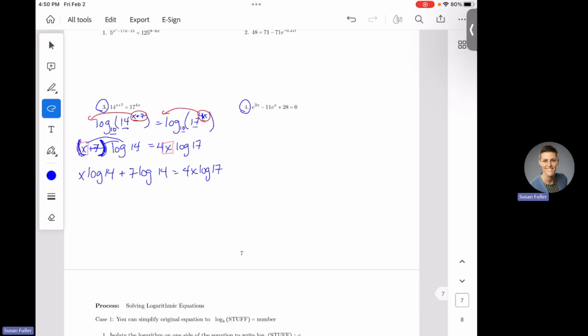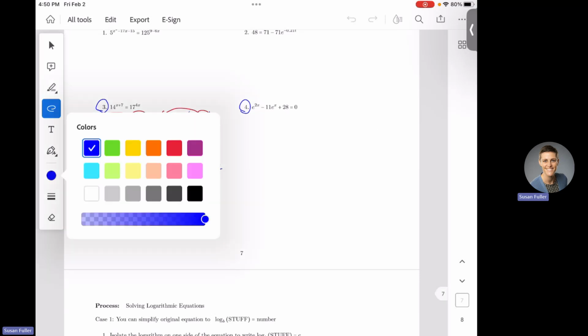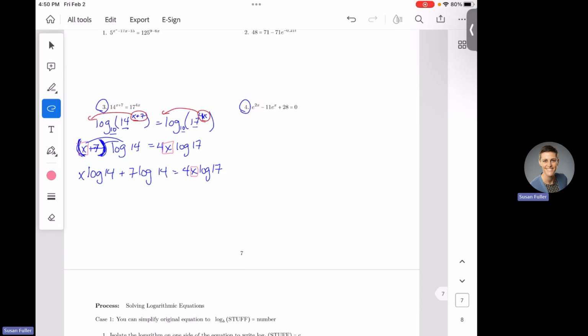I want to put anything with an x on one side, anything without an x on the other. I have an x here and I have an x here. I want to put those both on the same side, and anything without an x I want to keep on the other side. So I'm just going to move this x log 14. I'm going to subtract that from both sides to move it over. That way I don't have to move two things. When I do that, I'm going to have 7 times the log of 14 left over here. And on the other side, I'm going to have 4x times the log of 17 minus x times the log of 14.